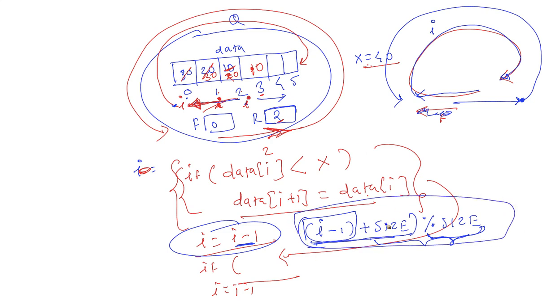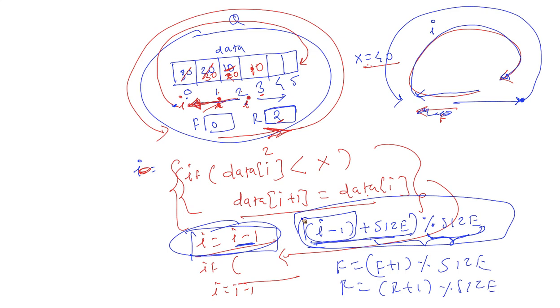I minus 1 plus size, percent size, decrementing I, and then data of I will be compared with X. Whereas F and R are incremented in the normal fashion: F equal to F plus 1 mod size, and R equal to R plus 1 mod size. So we insert 40 here because this was the last element in the queue, there is no more element after this. But you will go on doing this as long as you have an element on the next location.